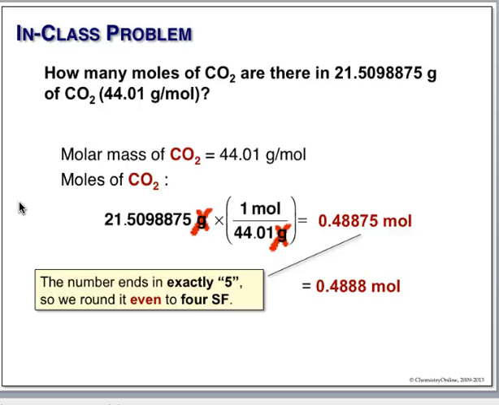So the point of this problem and this very large number was to make sure your calculator spit out a number that ended in exactly 5. If that happens in a calculation, remember, you round even. If this had been 5.001, we would have rounded up. But if it's exactly 5, you round only even.